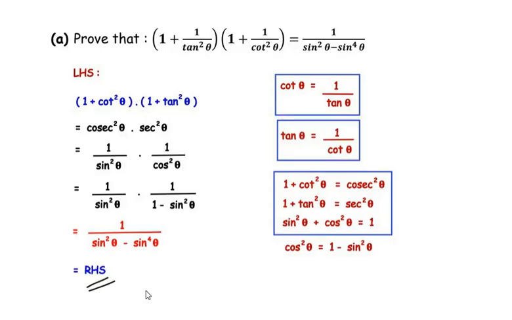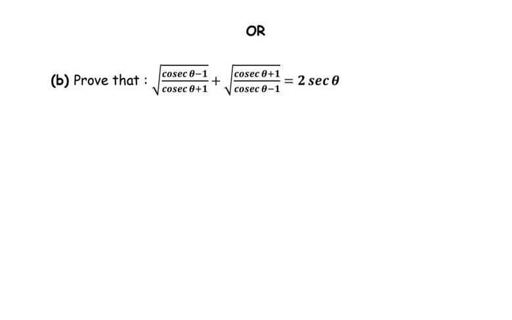Now let us move on to the OR question. Prove that square root of (cosec theta minus 1 over cosec theta plus 1) plus square root of (cosec theta plus 1 over cosec theta minus 1) is equal to 2 sec theta. So let us start with the left hand side.